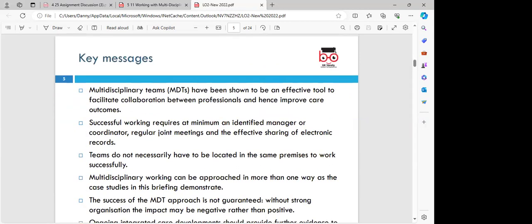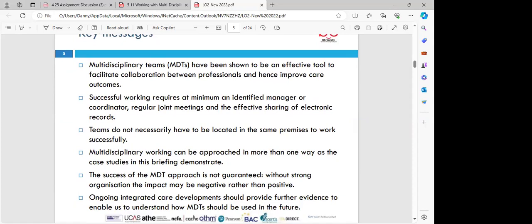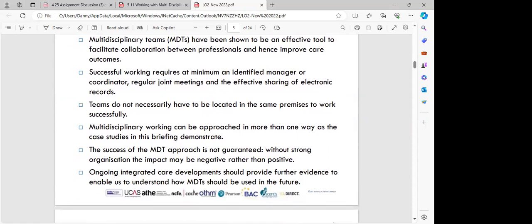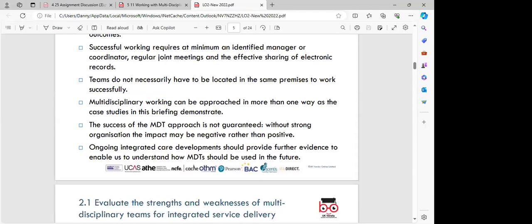Now, multidisciplinary teams have been shown to be an effective tool to facilitate collaboration. Yes, I've said that about it already. Successful working requires a minimum of an identifying manager. Yes, we all know, a coordinator to coordinate this sharing of information. The teams do not necessarily need to be located in the same premises to work successfully. It is true. You may have a social worker in one place, you may have a registered nurse in another place, but emails and sharing of information can be well coordinated to achieve this common goal.